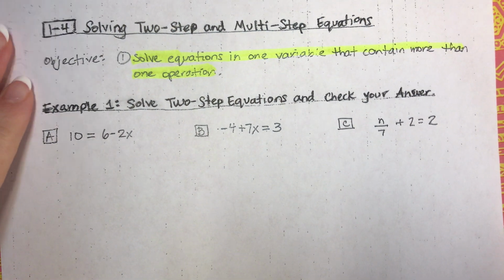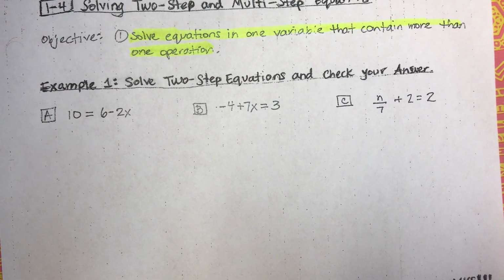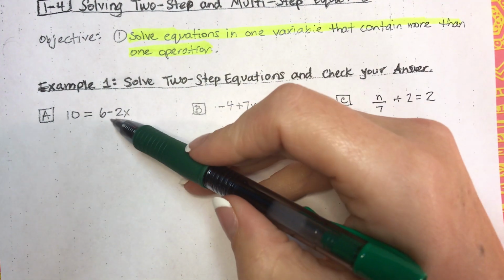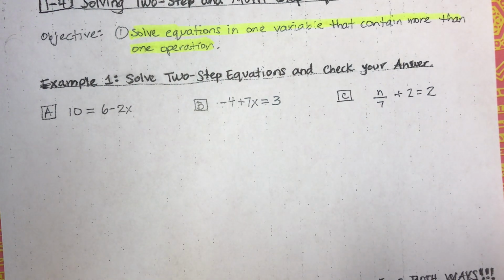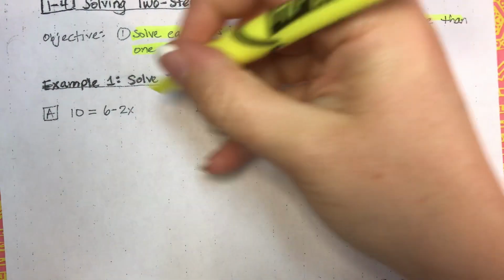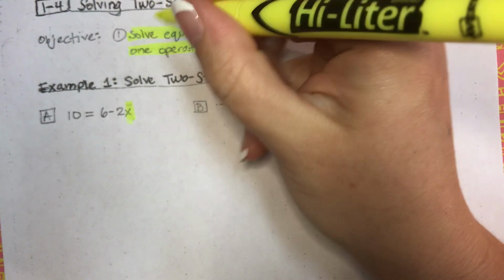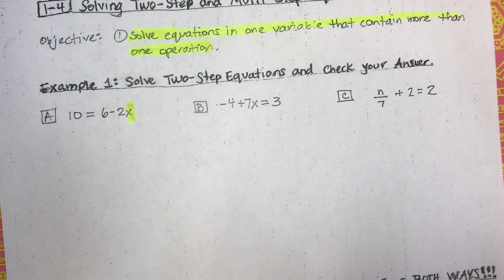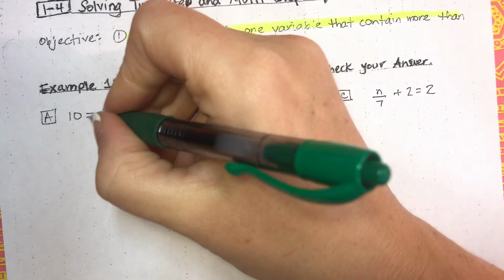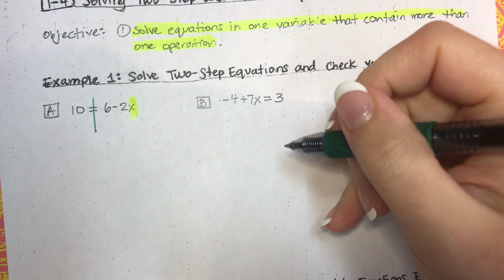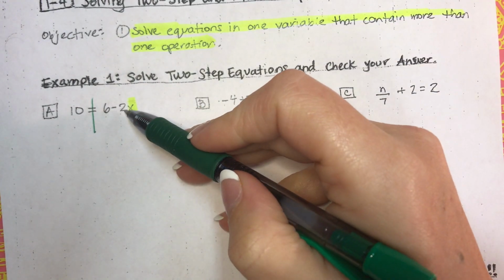So the first example says solve two-step equations and check your answer. So here's our first equation right here. 10 equals 6 minus 2x. So we're solving this. We're trying to get x by itself, right? There's a lot of stuff going on this side of the equation. So to isolate it, we have 6 minus 2x.